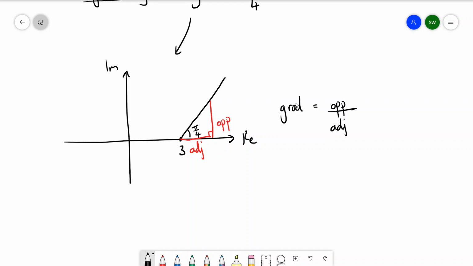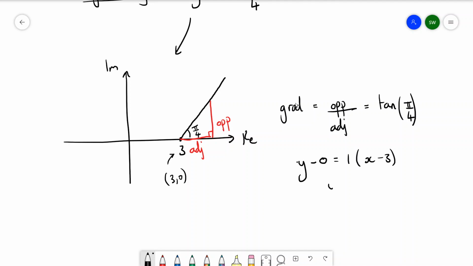length. But opposite divided by the adjacent is tan of the angle, so tan of pi over 4 by trigonometry. So we know that the gradient is just equal to tan of the angle. So in this case, the gradient is equal to 1 because tan of pi over 4 is 1. So we know that the gradient of this line is 1, so the equation of this line, because it goes through this point with coordinate 3, 0, the equation of the line is going to be y minus 0 equals 1 x minus 3, or just y equals x minus 3.